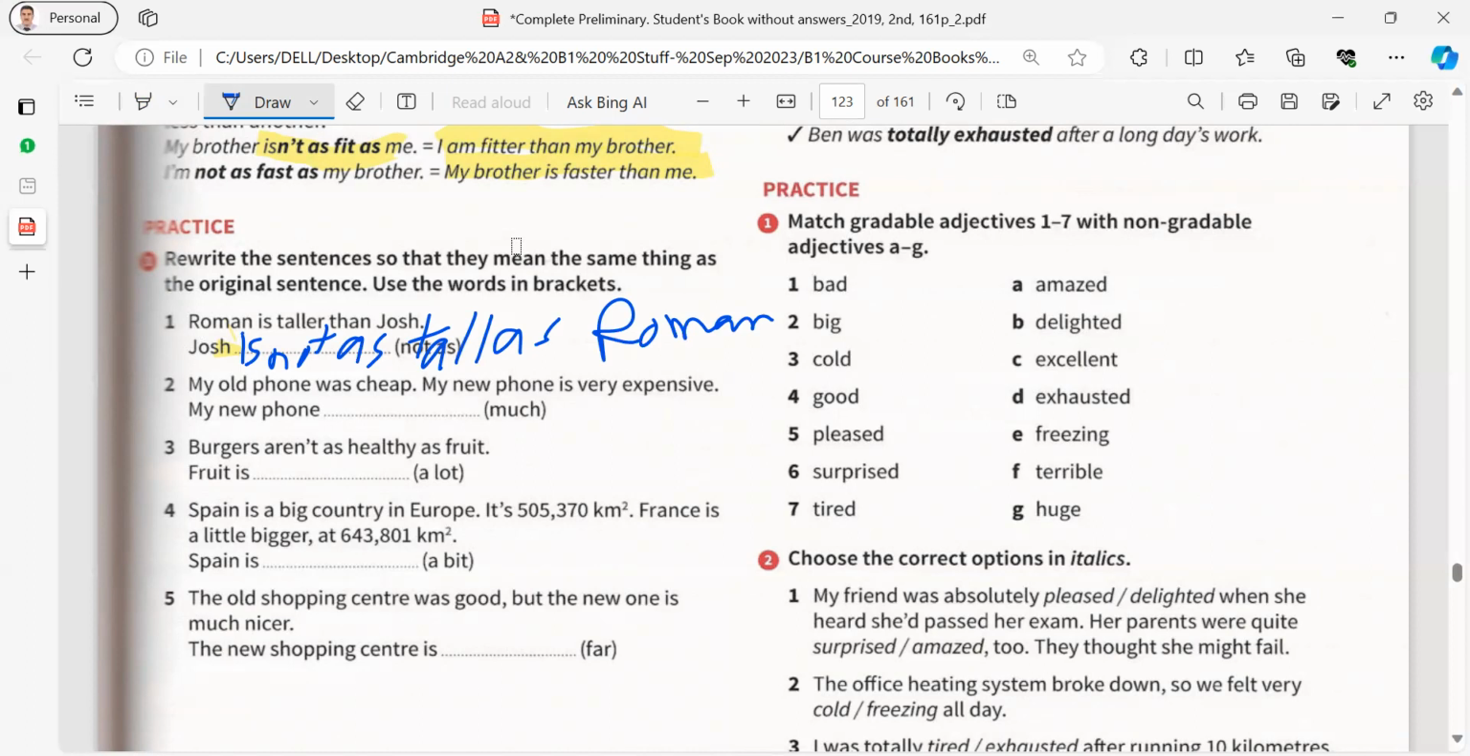Okay. Question 2. My old phone was cheap. My new phone is very expensive. My new phone much more expensive than my old phone. Yes, the old one. Exactly. For example, the old one is 1,000, the second one 7,000. So that's much more expensive than the old one.